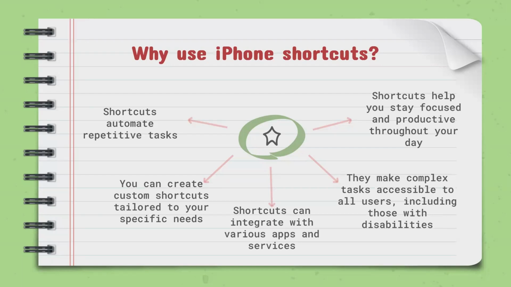You can also create custom shortcuts that are specific to what you want to do with your phone. So it's very customizable, and you can integrate them with various apps and services on your phone. It makes it so that very complex tasks are accessible to all users. And notably, one of the key advantages of this automation is that it can help users with disabilities to better use their phone. And from a more work point of view, they can also help you stay focused and productive by making your use of your phone more efficient.